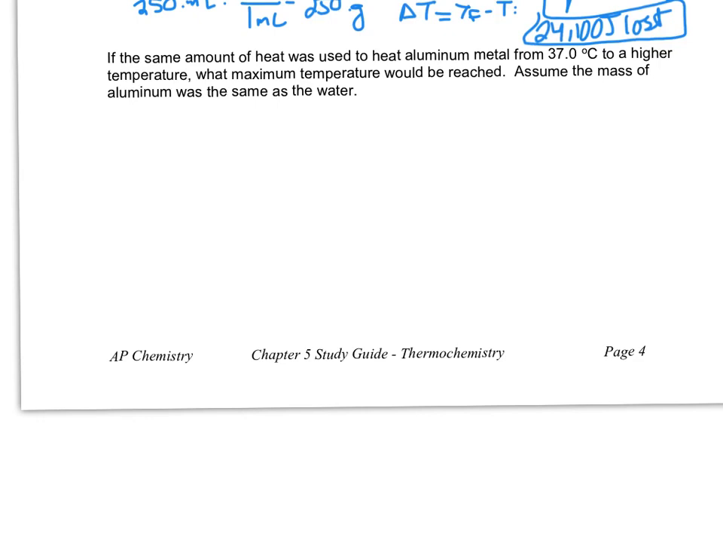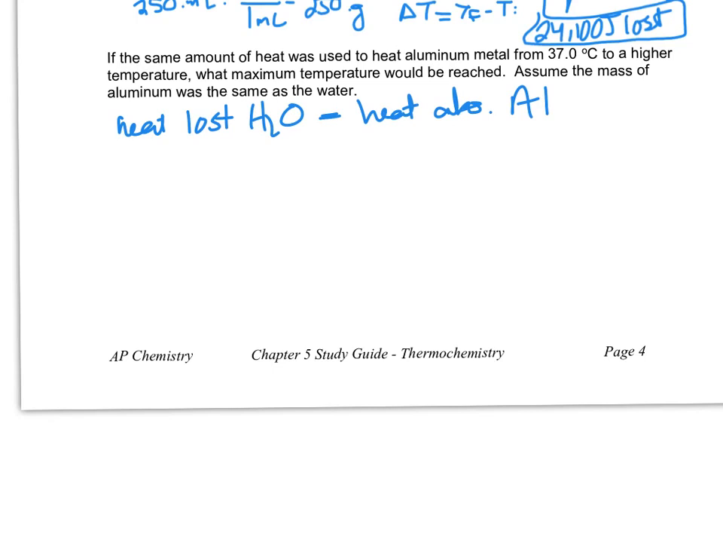So the water lost some heat. It cooled down by releasing some heat. That heat was absorbed by the aluminum. It was used to heat up a piece of aluminum. We want to know, well, how much higher is the temperature of the aluminum? So let's think about this. So we're saying the heat lost by the water is equal to the heat absorbed by the aluminum, or gained by the aluminum.